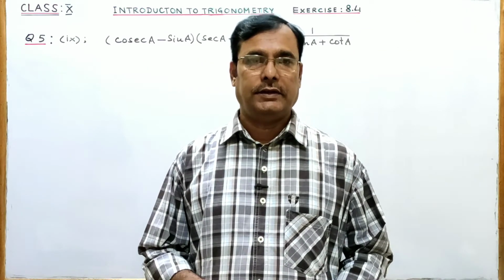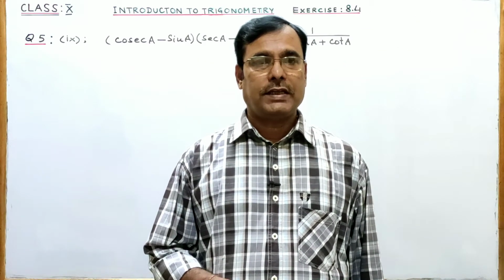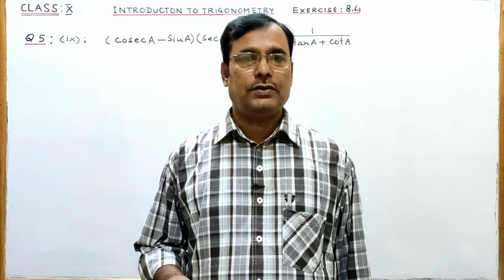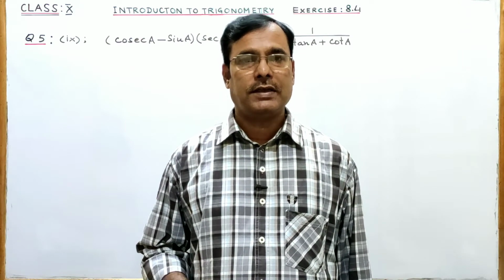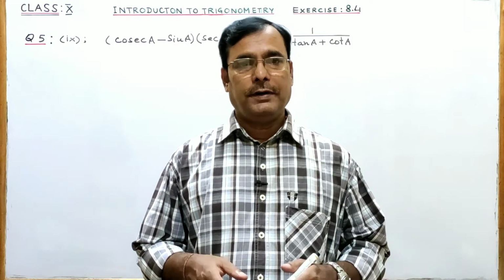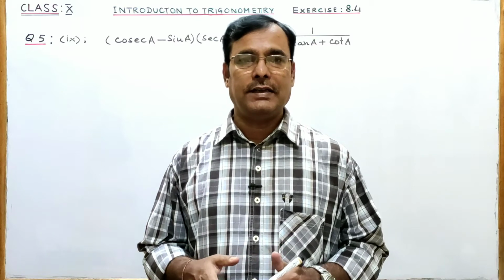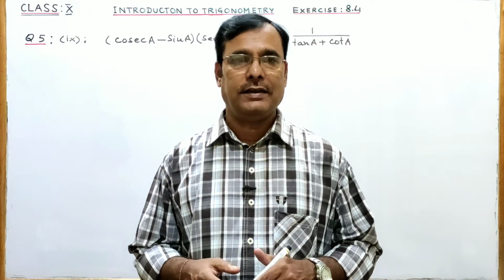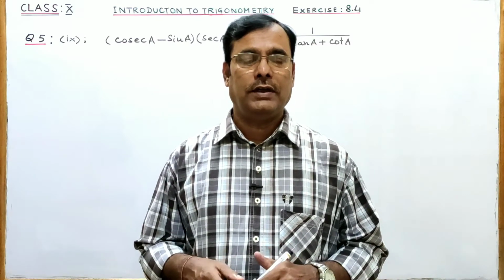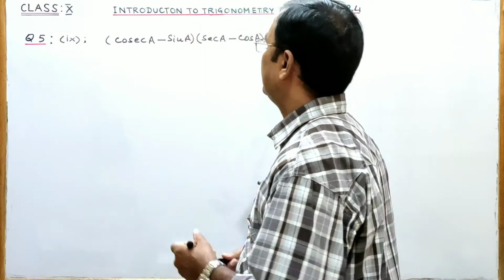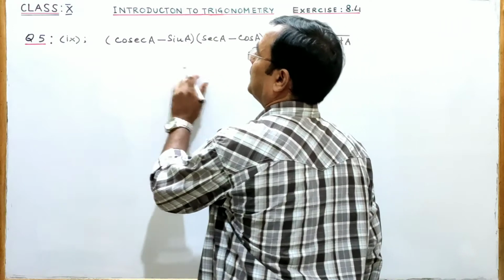Ninth part. Prove that (cosec A minus sin A) into (sec A minus cos A) equal to 1 by (tan A plus cot A). In proof of this identity, we will simplify both sides, left hand side as well as right hand side, and prove them equal, and identity will be proved. So let us simplify both sides one by one.